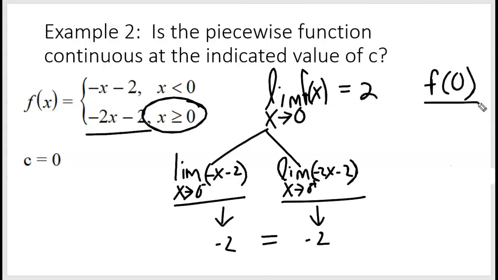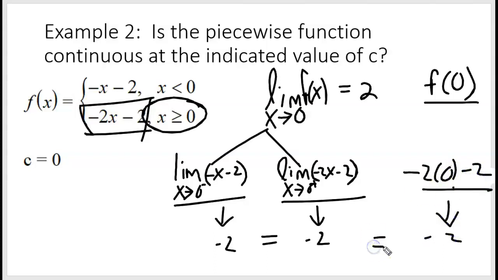Okay, so let's do that. So f of 0, we're going to use the -2x minus 2 for that. We're going to plug in 0, and voila, we get -2 again. Well, the limit from the left is -2. The limit from the right is -2. Therefore, the limit is -2. And then the function's value, just plug 0 into the bottom piece, and you get -2 again. All three of those are equal. So as you can see, the limit is equal to the function at that point. And therefore, we would say yes, this is continuous.